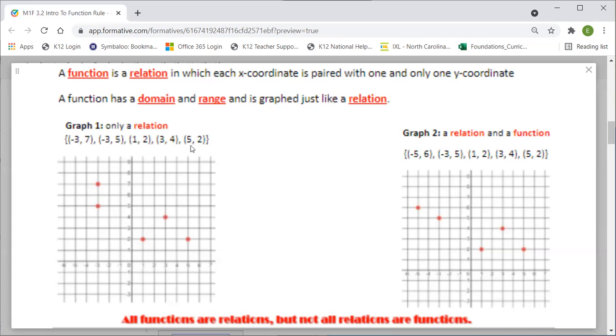Remember, you're looking: are your x values repeated? We can see right here that I have -3 twice and they have 2 y values. That is not a function. It is only a relation.